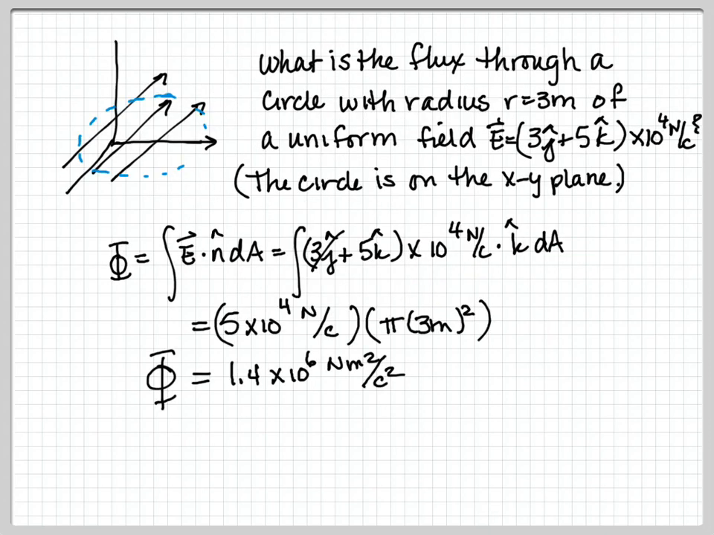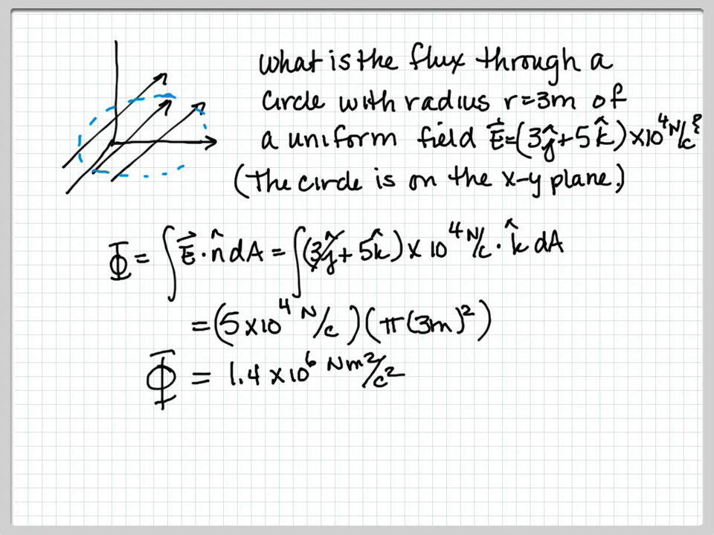And here's a second example. If we want to know what the flux is through a circle of radius 3 meters in a uniform field. So we've got this random circle sitting kind of in a field. We have the electric field coming in at an angle. So the vector definition of the field is 3J plus 5K times 10 to the 4th newtons per coulomb. And we're going to put the circle on the XY plane. So we've oriented it so it's just laying flat with the field kind of going through at an angle.